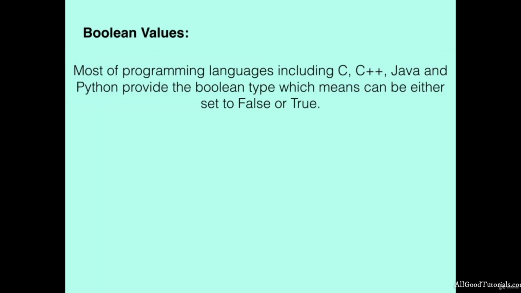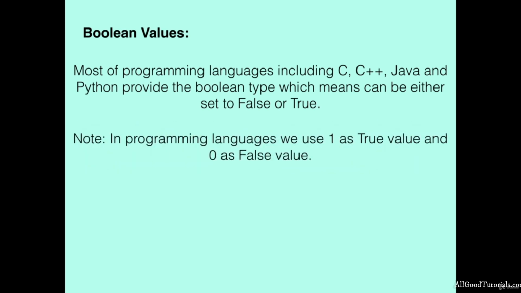Boolean values. Most programming languages, including C, C++, Java, and Python, provide the Boolean type, which can be either set to false or true. Note, in programming languages, we use 1 as the true value and 0 as the false value. Let's see how.